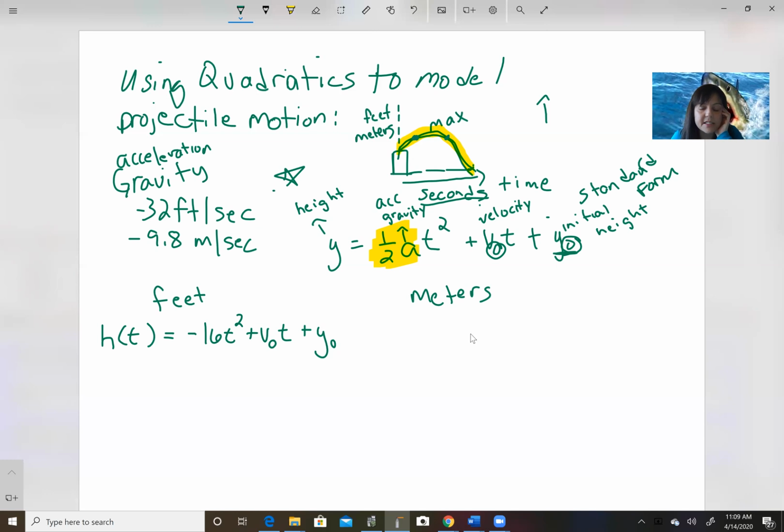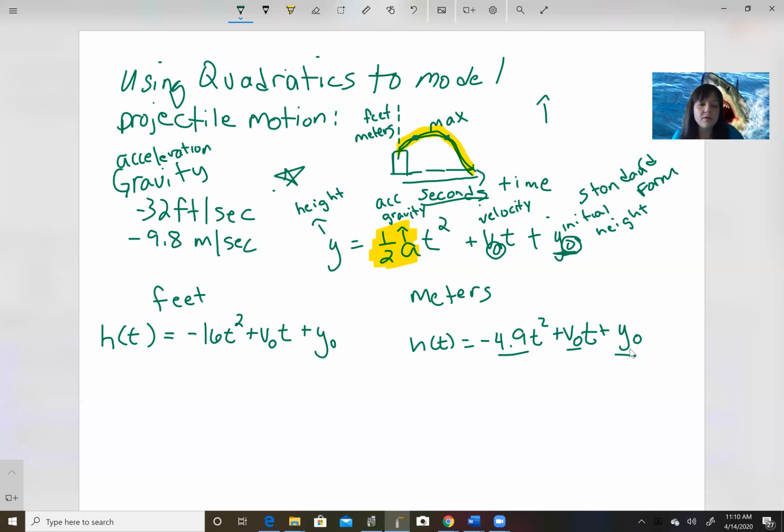And it's going to be the same for meters, except since acceleration due to gravity for meters is negative 9.8, the formula is going to have negative 4.9, because half of negative 9.8 is negative 4.9. So our height given time, h of t, is equal to negative 4.9 t squared plus our initial velocity times t plus our initial height. Normally what you would see is a, b, c when we're looking at standard form, but here we have an actual value that we got from the acceleration of gravity. And instead of b, we're using v sub 0, and instead of c, we're using y sub 0. But we know all of this. This is all the same stuff.